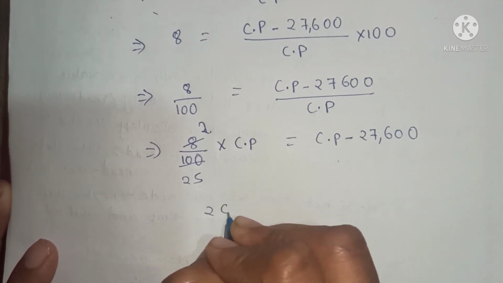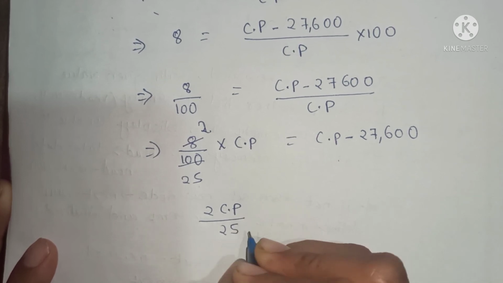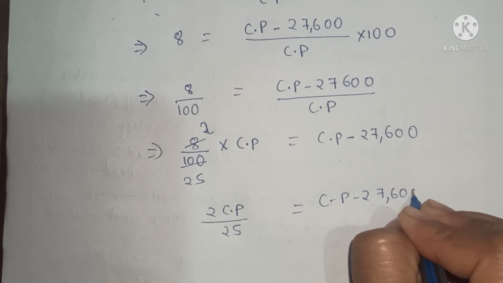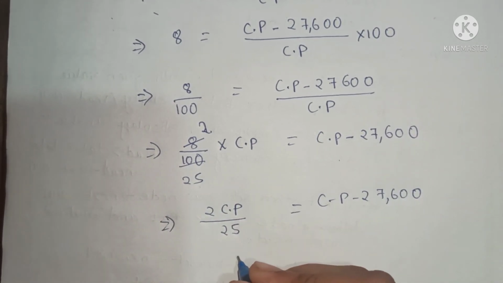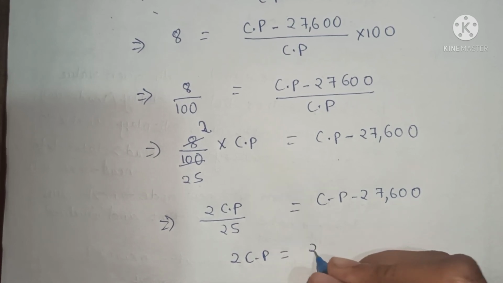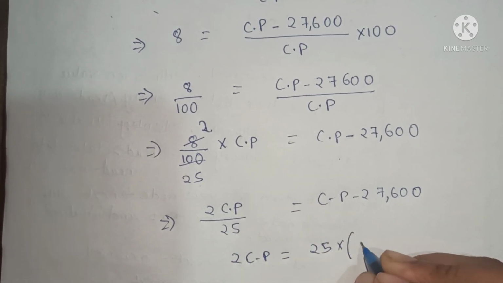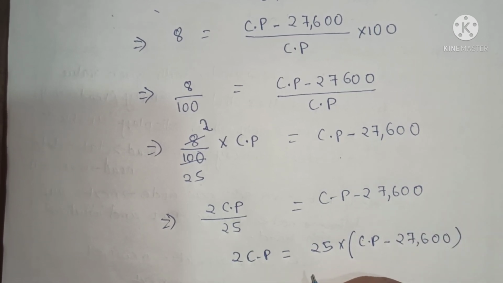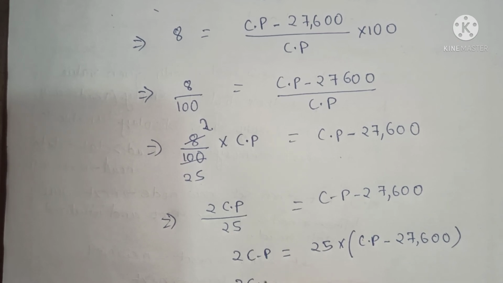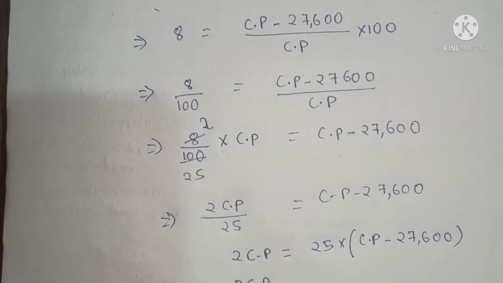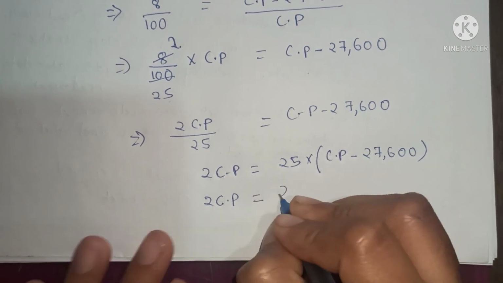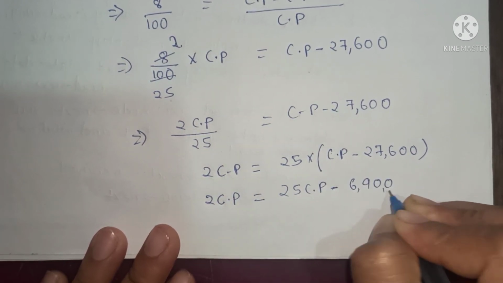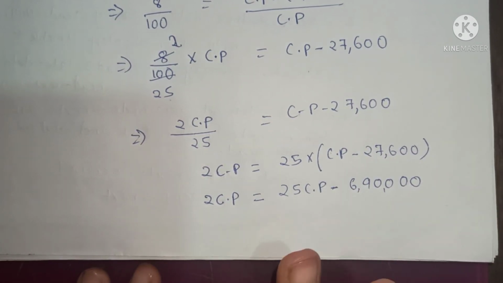Now we get 2 into CP, that is 2 CP by 25, equals CP minus 27,600. So 2 CP equals, we bring this 25 this side, so it will get multiplied here, 25 into CP minus 27,600. So here we will get 2 CP equals 25 CP minus 6,90,000.